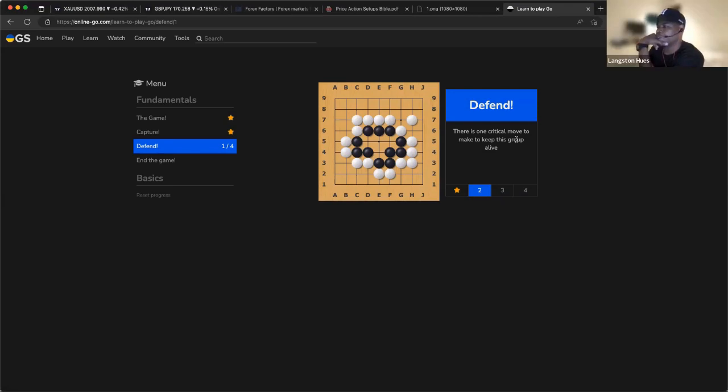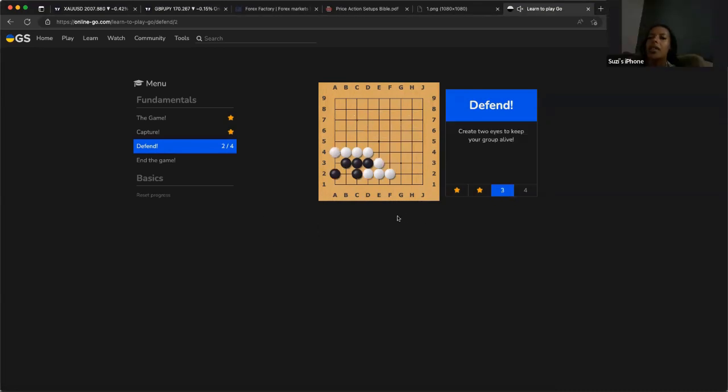There's one critical move to make to keep this group alive. Ooh, let's see. He can't close me here, yeah. No, no. But he needs to fill here and here, and he also needs to fill the inside. Right, there is perfect to make the two eyes. Yeah, because anywhere it would come, you would have captured it in all three places. Create two eyes to keep your group alive. Oh yeah, I can use here also.